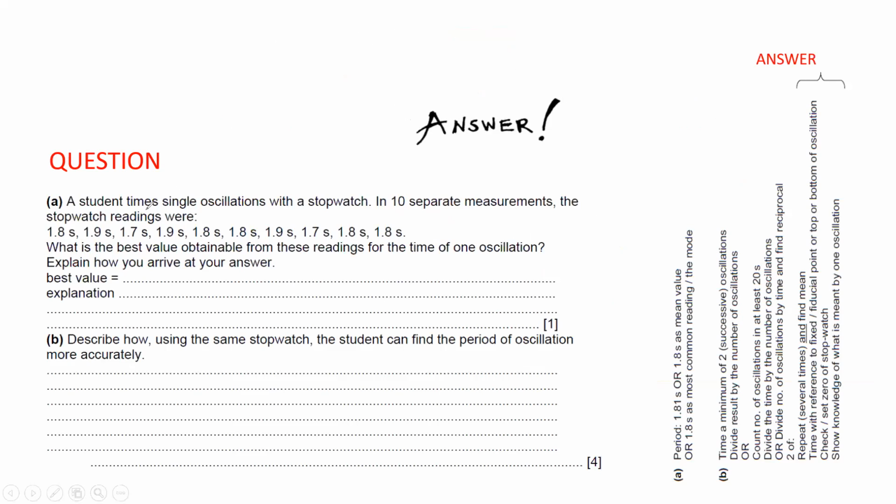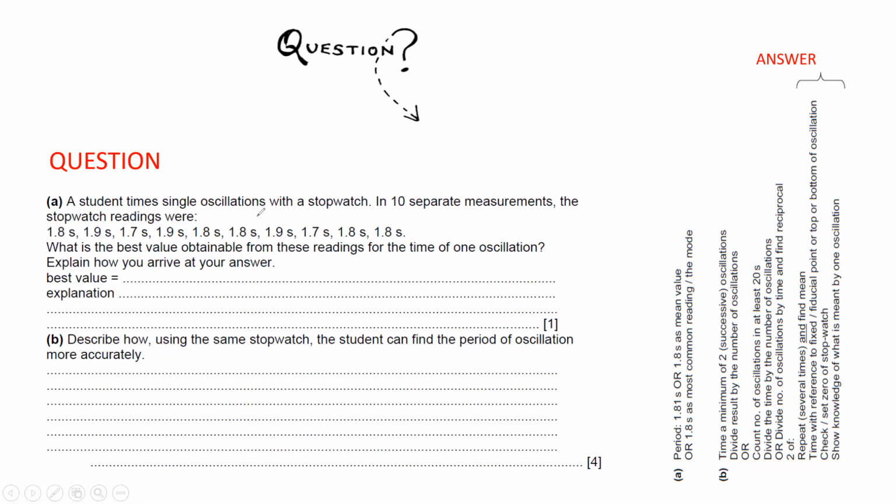In this question, a student times a single oscillation or single vibration with a stopwatch in 10 separate measurements. Like a student measures the time for a single vibration or one oscillation. He's getting different answers: 1.8, 1.9, 1.7, 1.9, 1.8, 1.8, 1.9, 1.7, 1.8, 1.8. What is the best value obtainable from these readings?